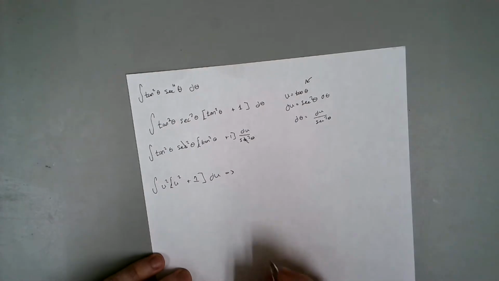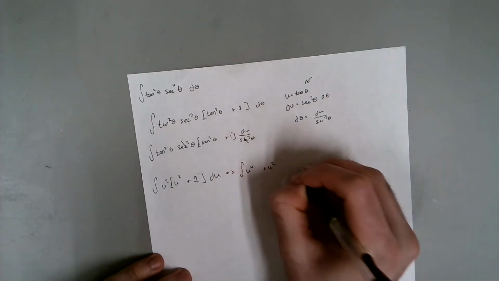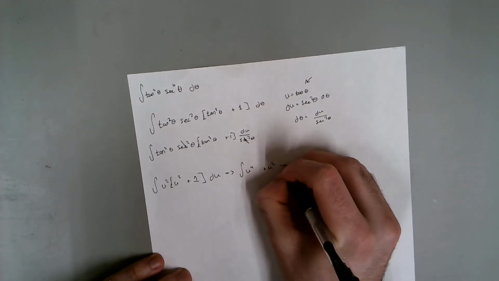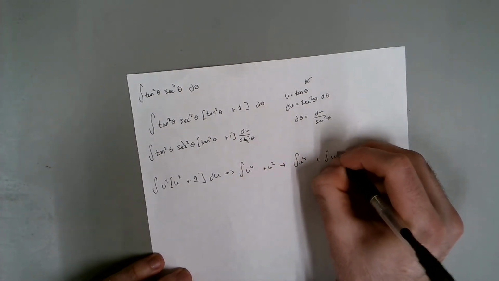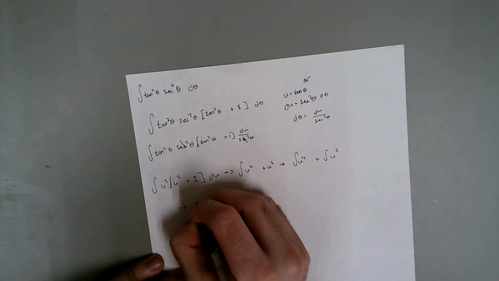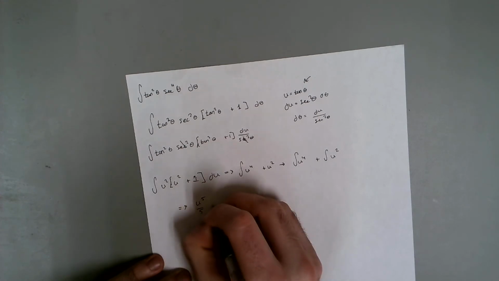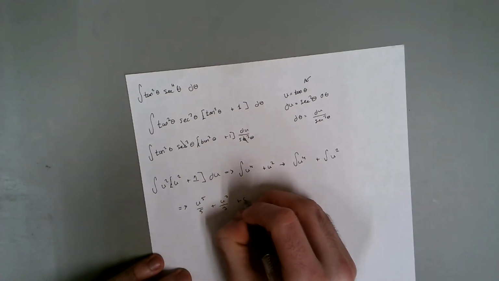Now this is a relatively easy integral because we can just use our power rules. So first we're going to distribute the u squared, get the integral of u to the fourth plus u squared. And now we distribute the integral, we get the integral of u to the fourth plus the integral of u squared. And now we can just use our power rules. We get u to the fifth over 5 plus u cubed over 3 plus some constant.